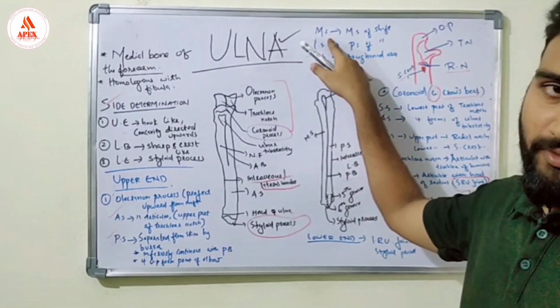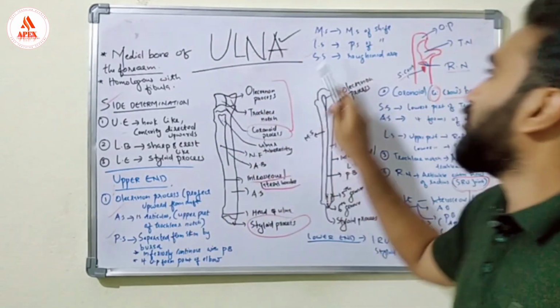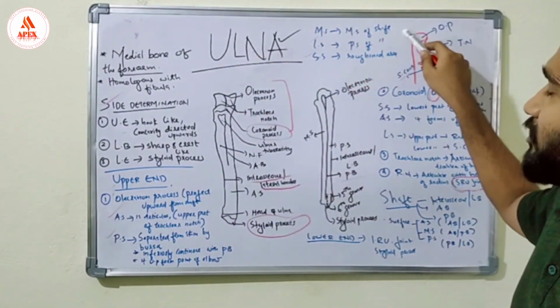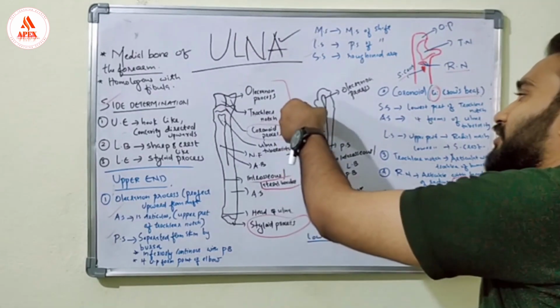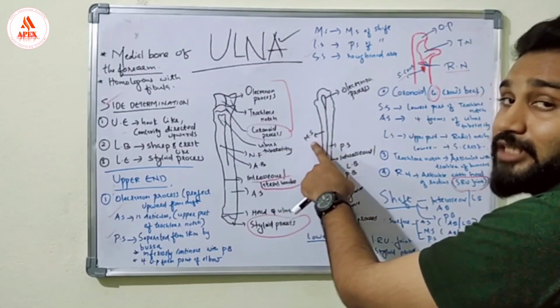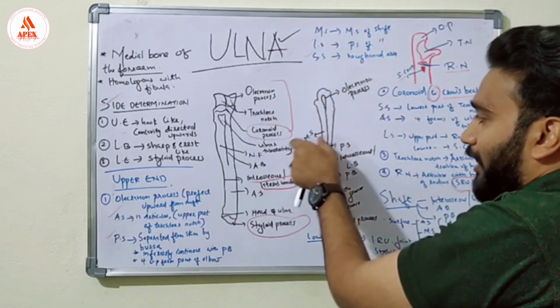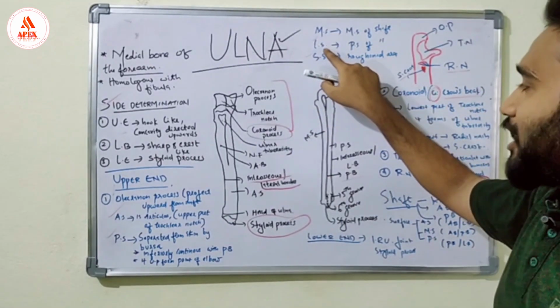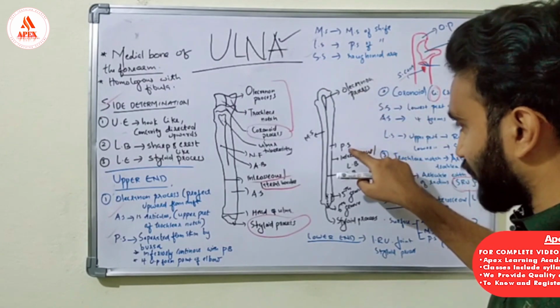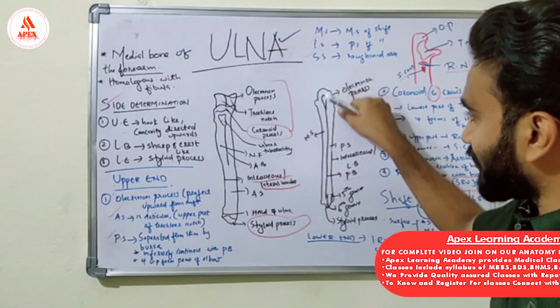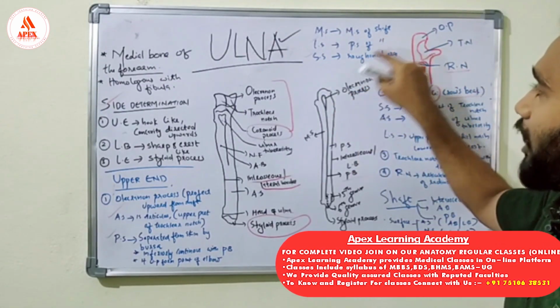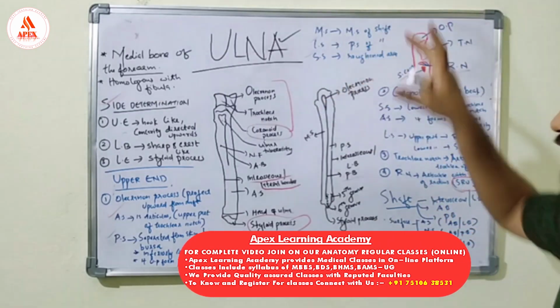Then the medial surface of the olecranon process. The medial surface is continuous with the medial surface of the shaft. The lateral surface of the olecranon process is continuous with the posterior surface of the shaft. And the superior surface is a roughened area.